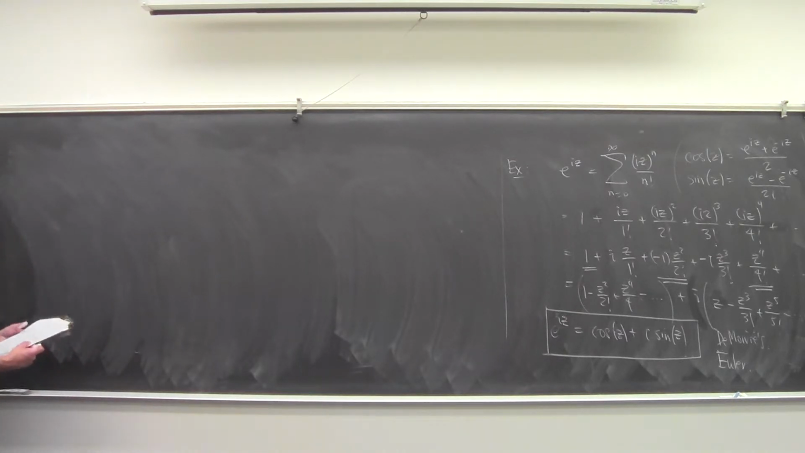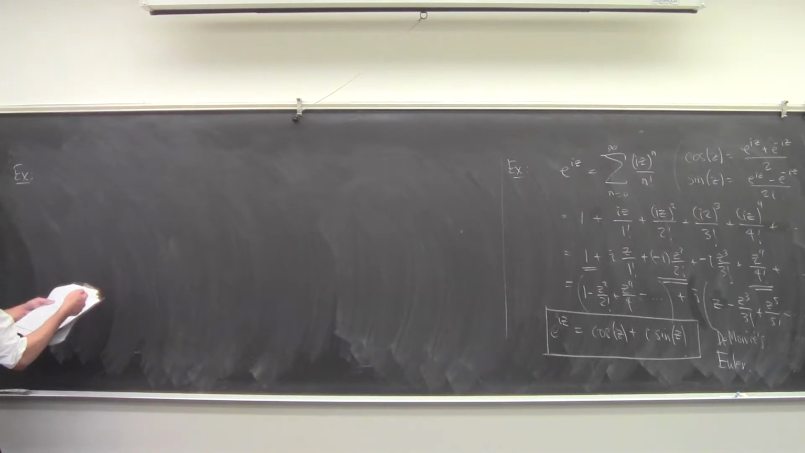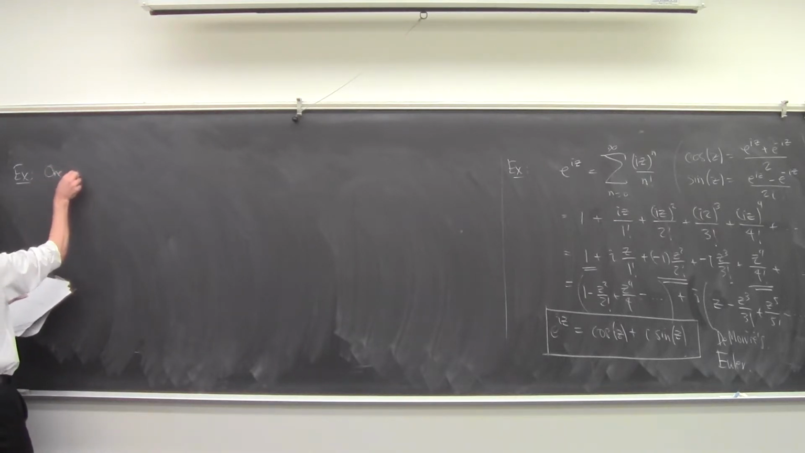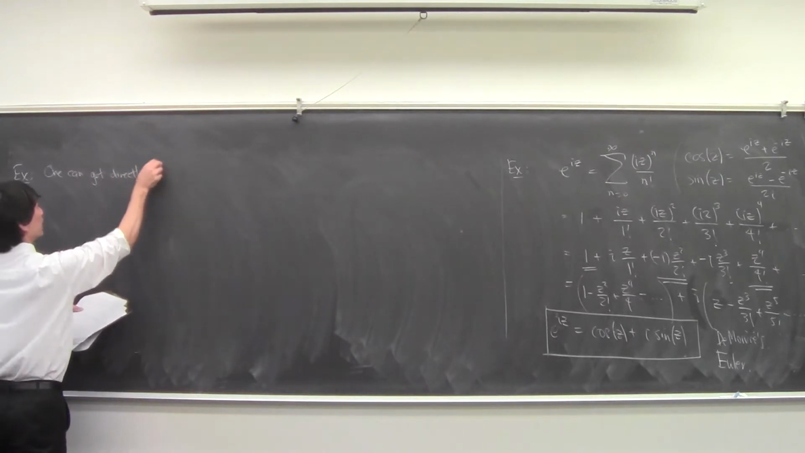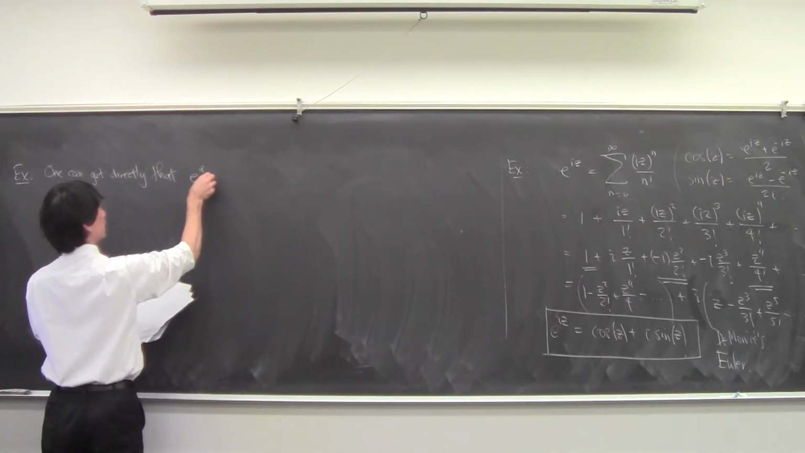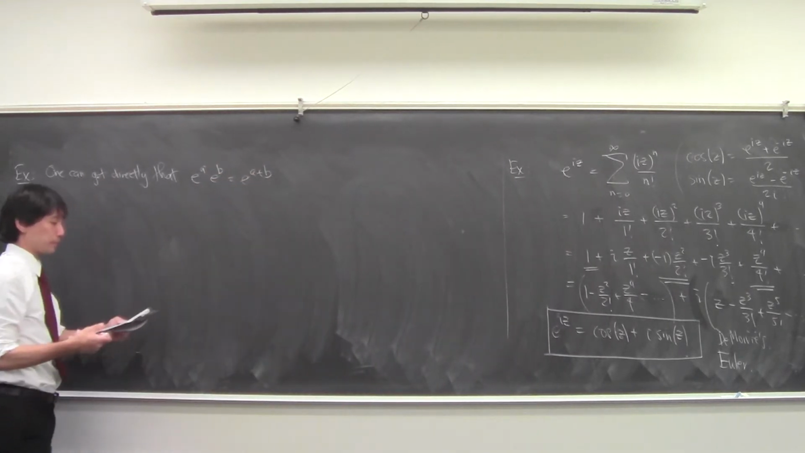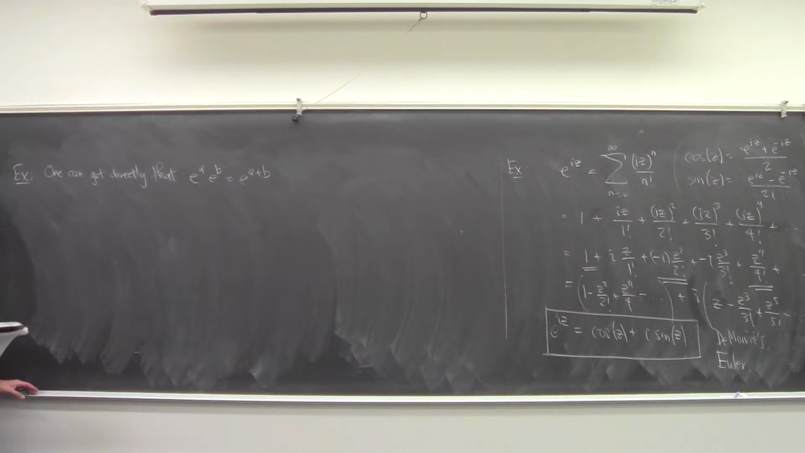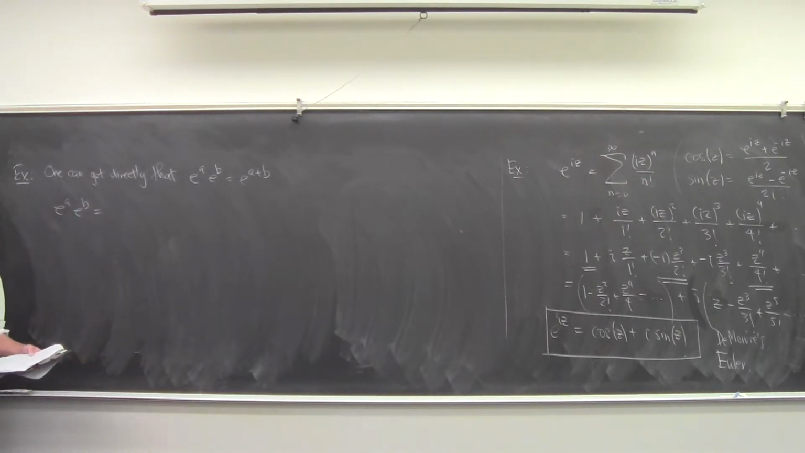Okay, 9 minutes. Another thing that you can see from this is that one can get directly that e to the a times e to the b equals e to the a plus b. And the way you do it is just by multiplying. You use the fact that you can multiply power series as if they were polynomials, right?